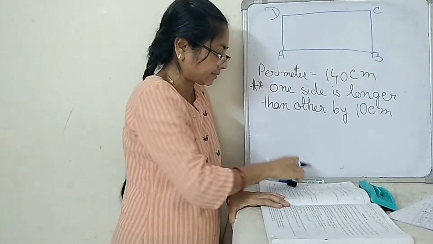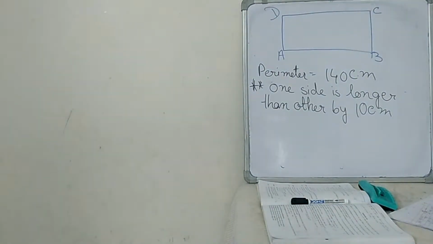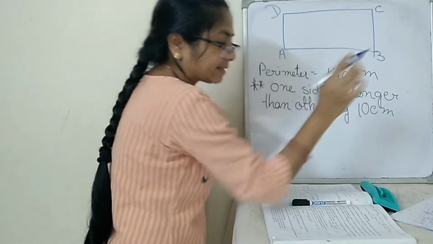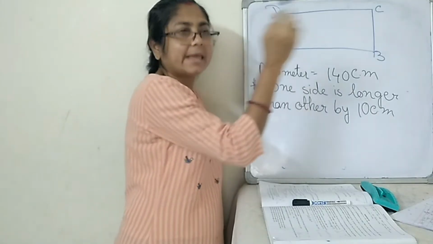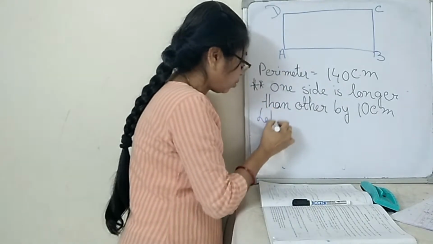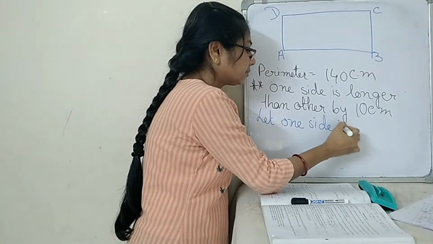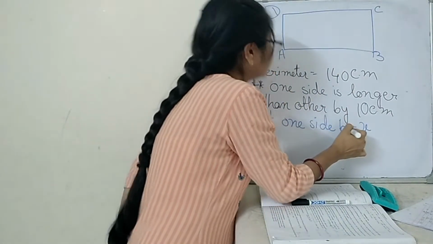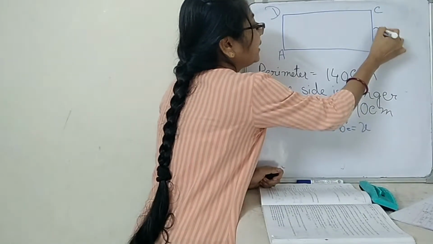Now I start the maths. One side is longer than the other side by 10 centimeter. I do not know any of the sides. So first I let it be x. Let one side be x. I put the value, this one. I write it x. Clear?